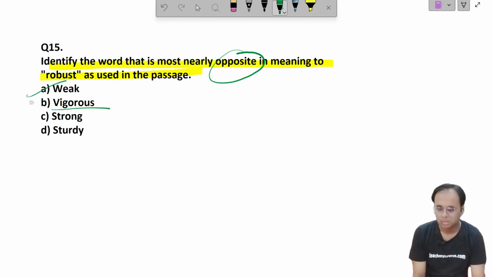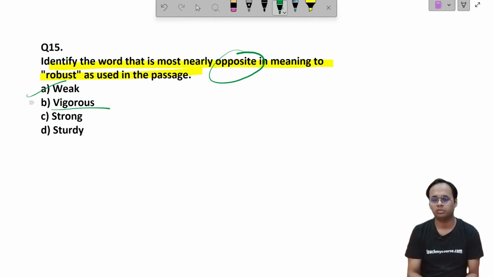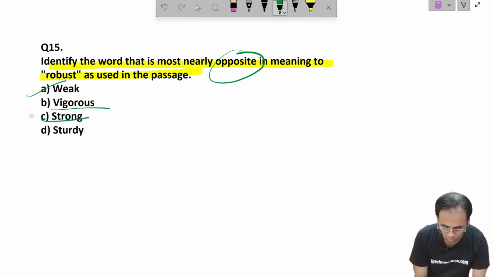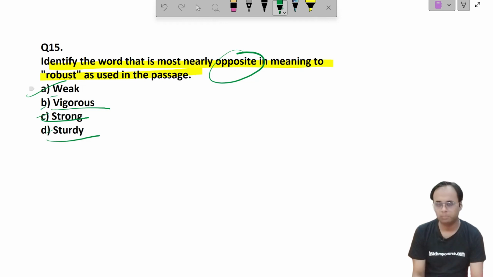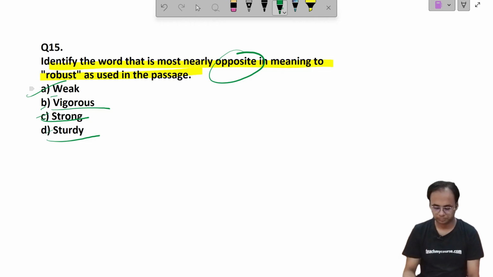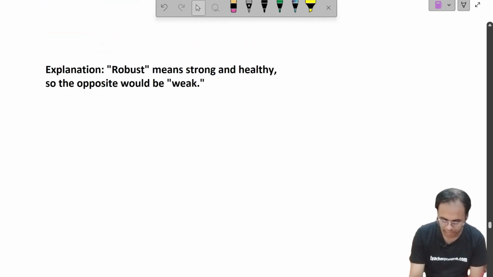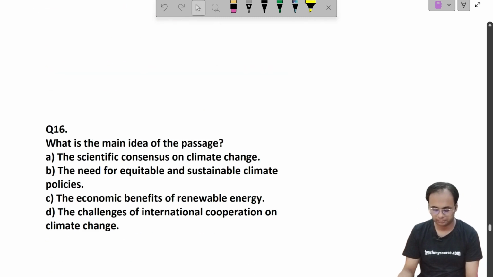Then we have vigorous, which is some sort of strong, and then we have strong and sturdy, all are actually positive words and strong words. So obviously weak is the only option that is opposite to robust. Okay, so we have the explanation also. Robust means strong and healthy, so the opposite should be weak.